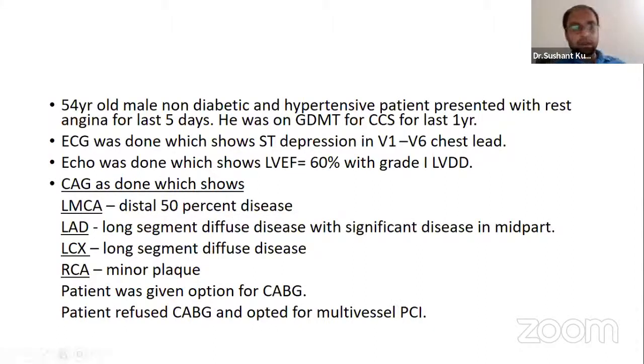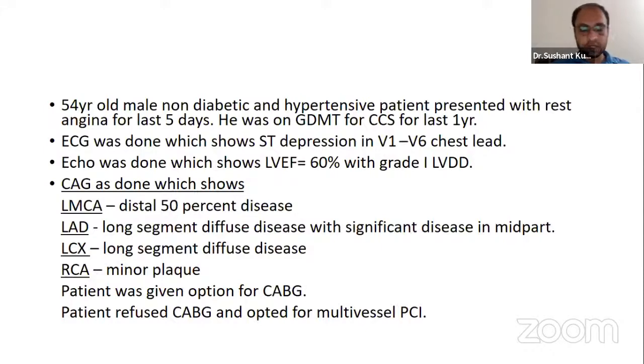54-year-old male, non-diabetic and hypertensive, presented with rest angina for the last 5 days. He was on GDMT for CCS for the last 1 year. ECG showed ST depression in chest leads V1 to V6. Echo showed normal LV function with grade 1 diastolic dysfunction. The patient was taken to the Cath lab.